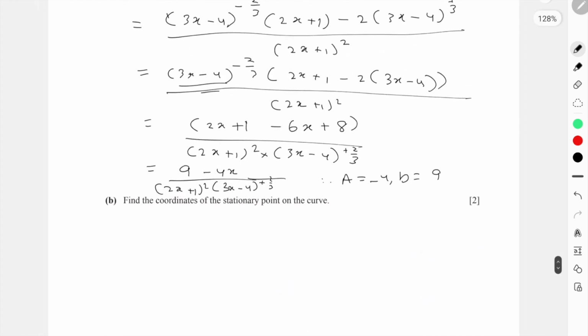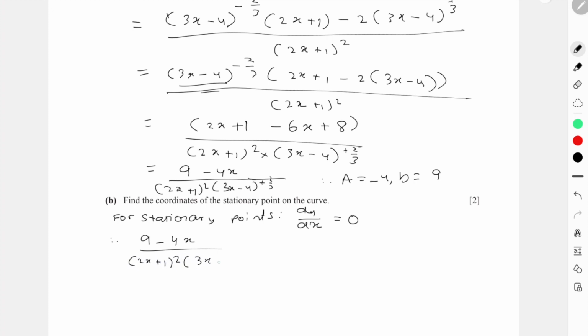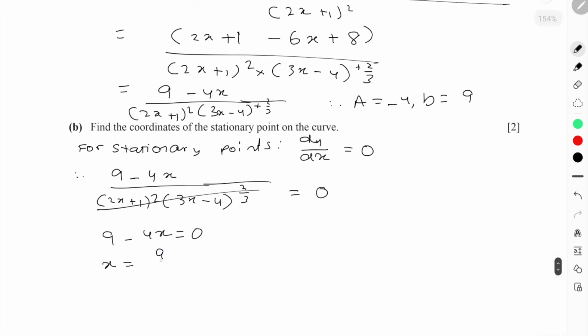Now we have to find the coordinates of the stationary points on the curve. For stationary points, dy by dx is 0. Therefore, 9 minus 4x divided by 2x plus 1 whole squared into 3x minus 4 to the power of 2 by 3 equals 0. So this cannot be 0, meaning 9 minus 4x equals 0. And so x is 9 by 4.